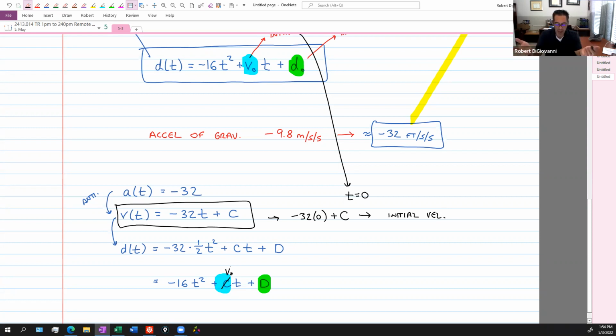And then you can do the same thing for d. To figure out what d is, that's the starting position. So at t equals 0, into this right here, you get d as your starting position. So we replace it with d naught.